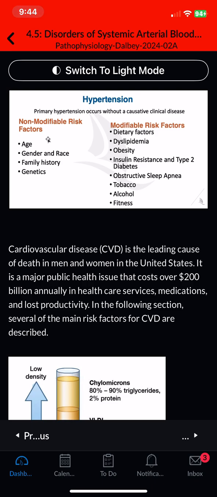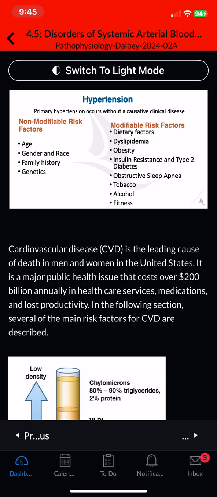For example, we cannot change our age, and with age, there's an increase in risk of developing hypertension. Gender is another non-modifiable risk factor. We see that men are more likely than women to have hypertension. However, women are more likely to succumb to the adverse effects of hypertension, more so than men. Race is another risk factor, as African Americans have more prevalent and severe disease compared to their white age counterparts.